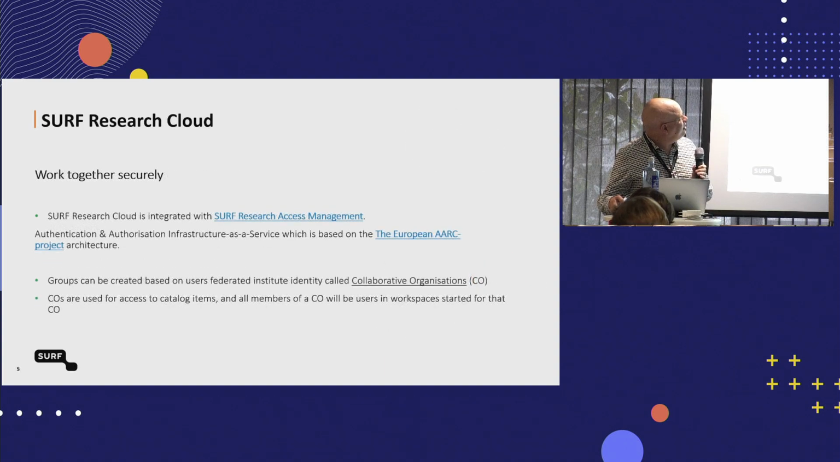And we work together. We have the SURF Research Access Management Service, which is based on the European ARC project architecture. So you can invite people into projects/collaborative organizations based on their institute identity, and they can log in with their own IDP. And you can give roles inside that collaborative organization. Well, with this very short introduction, I can talk hours about Research Cloud. I think I have enough basis to take those building blocks and explain what we're doing with our secure analysis environment project.